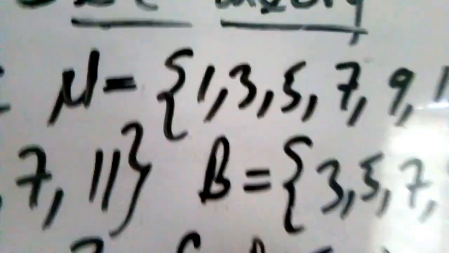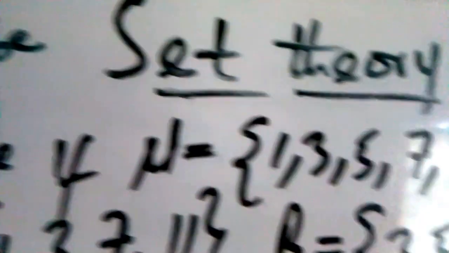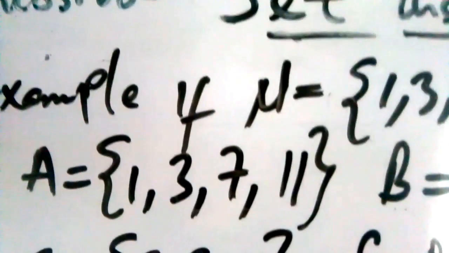So which elements are not in this set? 1, 3 are there. So we can see that 5 is not there. 9 is not there. So I think those are the two elements that are not there. That's 5 and 9. That is A complement.